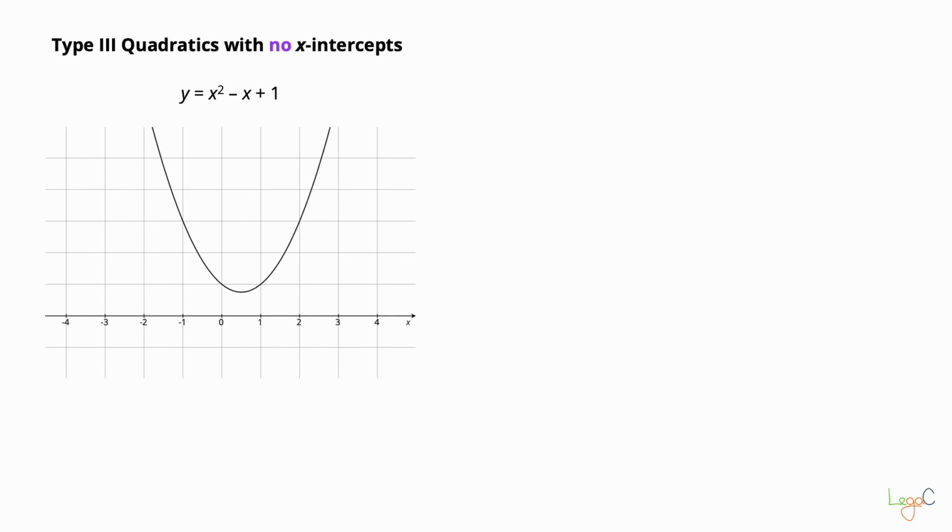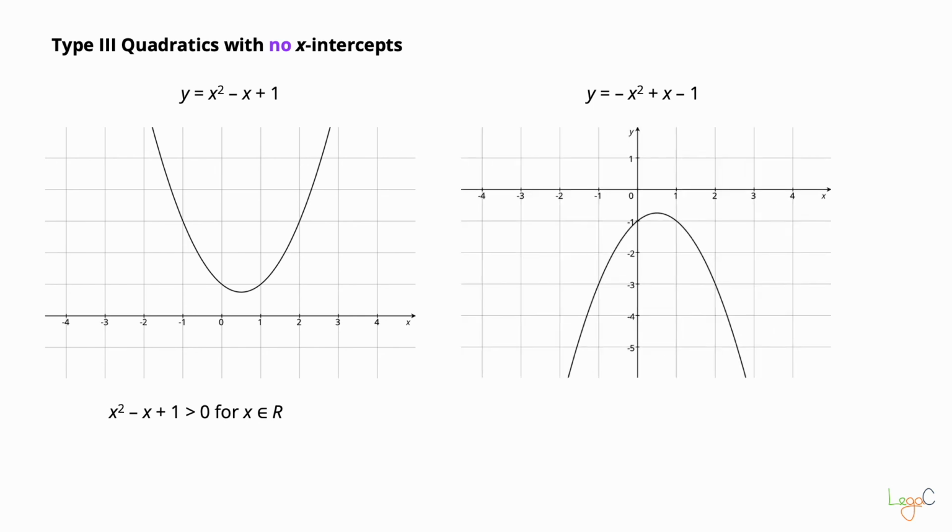We are now going to look at the type 3 quadratics with no x-intercepts. So for example, y equals x squared minus x plus 1 has no x-intercepts. The whole parabola is above the x-axis, which means that x squared minus x plus 1 is greater than 0 for all real values of x. Similarly, for a negative parabola, y equals negative x squared plus x minus 1, this is going to be negative for all real values of x.